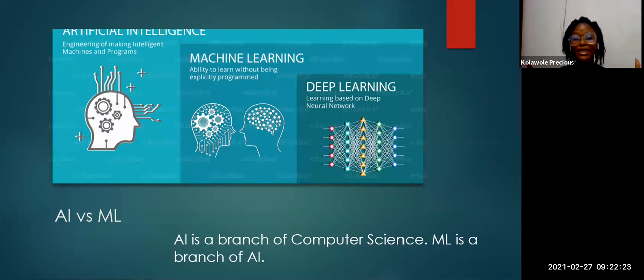Artificial intelligence is just a branch of computer science that uses machines and programs to simulate intelligent human behavior. So we have machine learning, which is a subset of artificial intelligence that allows the goals of artificial intelligence to be accomplished. It allows the goals of AI to be achieved.